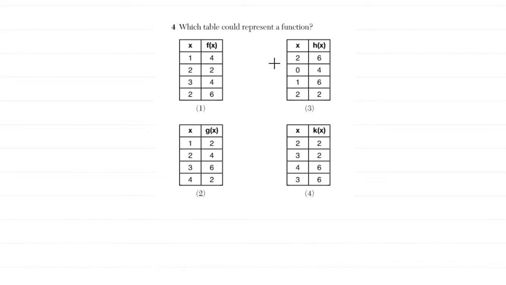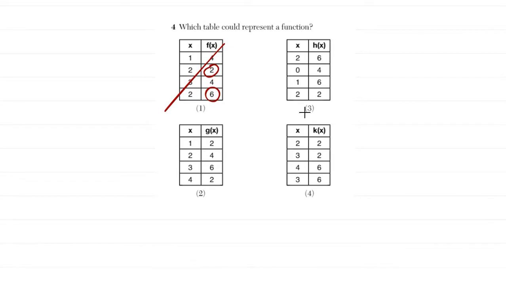So if you look, we'll start with number 1. Number 1, if I have x is 1, my output is 4. If x is 2, my output is 2. But down here, look, I get the same x value, so my same input is giving me a different output. So I'm getting 2 different outputs for one input. That can't be a function.